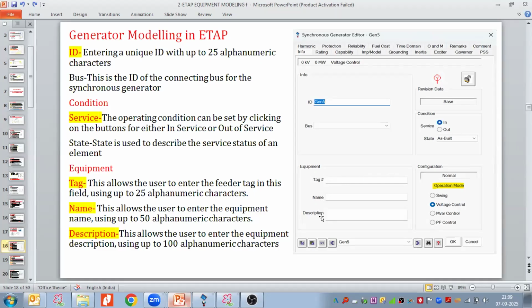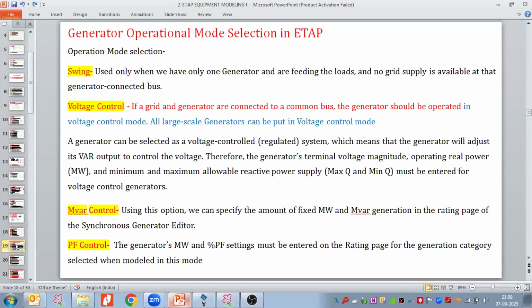In the element tag number and description, tag allows the user to enter a feeder tag in this field using up to 25 alphanumeric characters. So up to 25 we can put here the ID, the tag of the generator. Name allows the user to enter the equipment name, up to 50 alphanumeric characters. So name and description we can put over here. This is about the naming of the generator in the software.